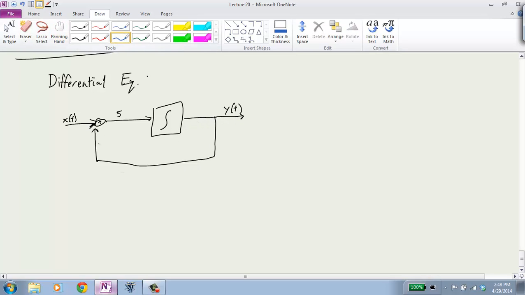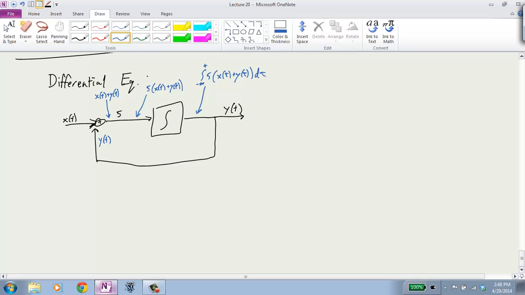So that means this here is y of t. And this coming right out of that adder is just x of t plus y of t. If it helps, you can give it a new name, name it as a new signal, but it equals x of t plus y of t. So on this side of that amplifier, we have 5 times x of t plus y of t. And out of this integrator, we have the integral from negative infinity to t of 5 times x of tau plus y of tau d tau.